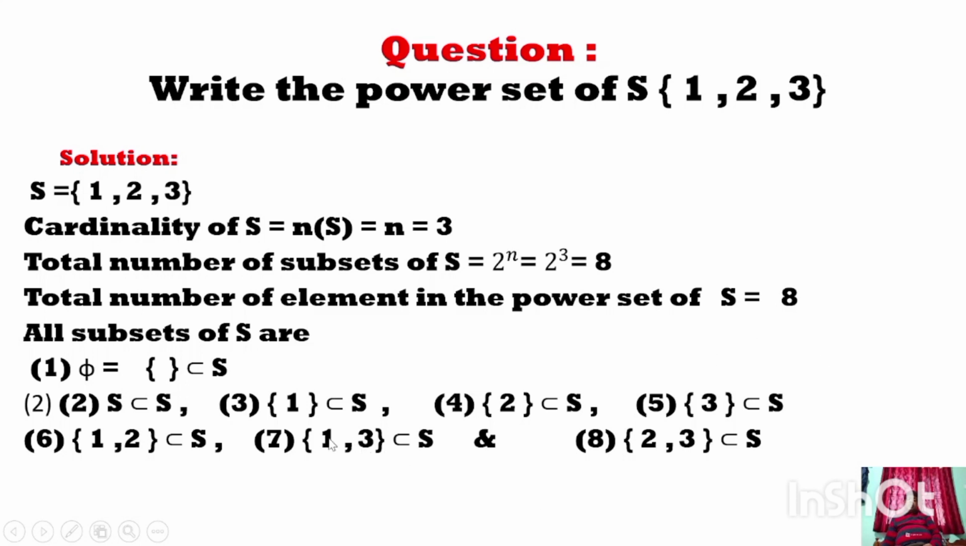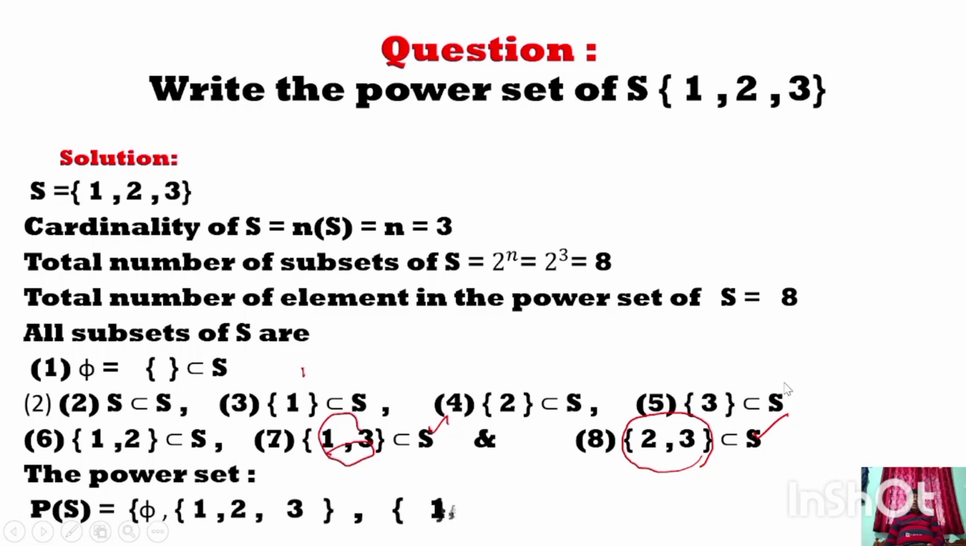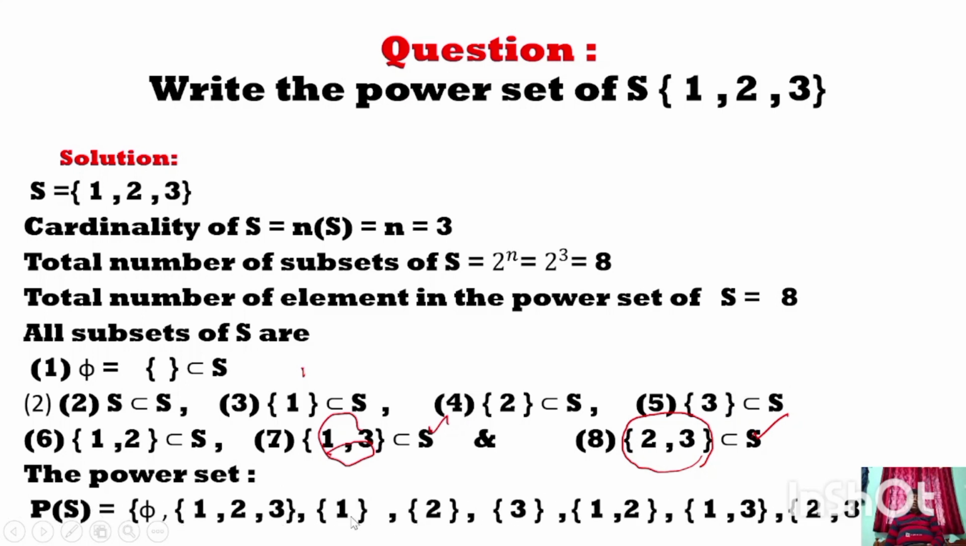Similarly, taking the elements 1 and 3 as a set, {1, 3} is also a subset of S. Similarly, the elements 2 and 3 written in the form of a set with curly brackets, {2, 3}, is also a subset of the set S. So we can write the power set by taking all the subsets as elements. Here: phi, the set {1, 2, 3}, {1}, {2}, {3}, {1, 2}, {1, 3}, {2, 3}. So these form the power set. You can find the power set by taking all the subsets of a given set. Understand?